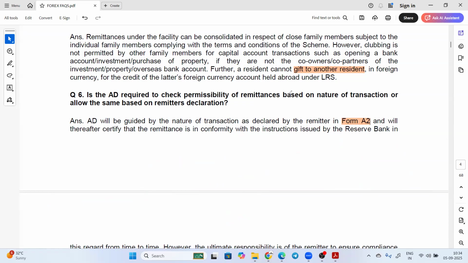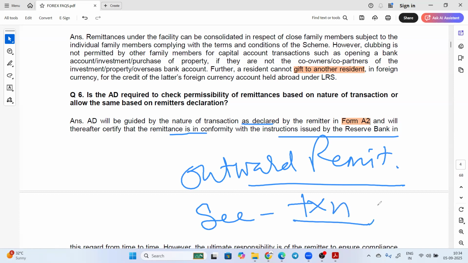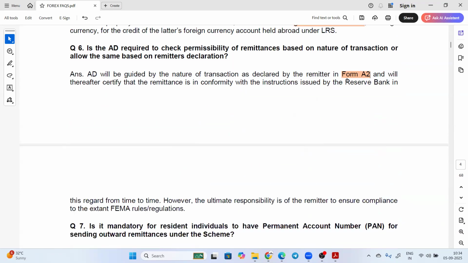The remitter has to declare in Form A2 and certify that the remittance is in conformity with the instructions issued by RBI. So suppose any person says that I want to send an outward remittance. What you have to do is see whether this transaction is permitted, whether it is allowed. If it is allowed, then only you can go for the transaction. If it is not permitted, then you cannot make that transaction, as per instructions issued by RBI from time to time.